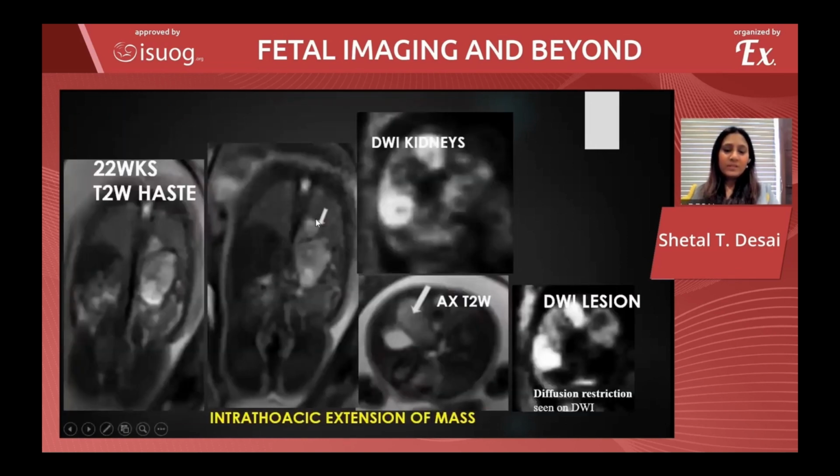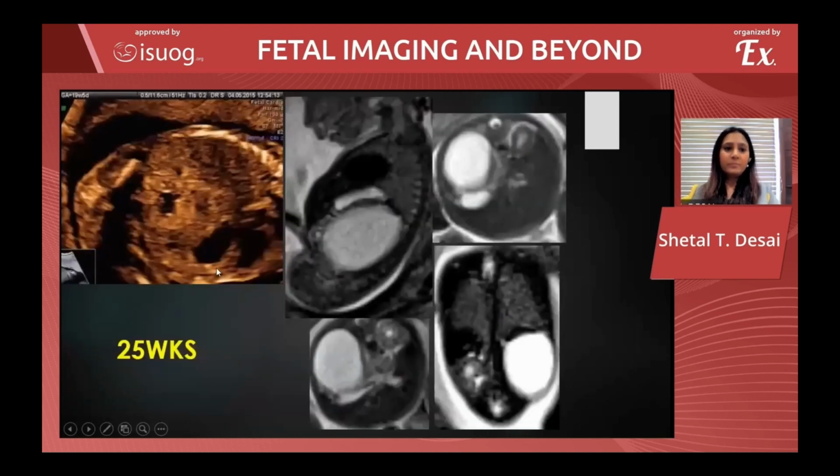You can see the extension of the lesion into the thorax, and the other information that MRI gave us was that there was no infiltration of the liver, and so this was an L2 stage of neuroblastoma. The normal kidneys were seen on diffusion weighted, and there was diffusion restriction seen in the lesion, which reinforces the finding of a neuroblastoma.